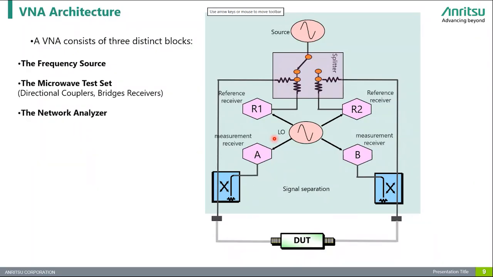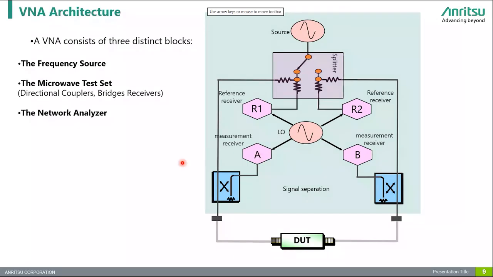As you can see in the diagram, it shows how these blocks are interconnected. You can see the source going to the DUT, and it sends the signals to the reference receivers R1 and R2, and the measurement receivers A and B capture the signals after interaction with the DUT. Then a local oscillator provides the necessary mixing signals for down conversion and phase detection.